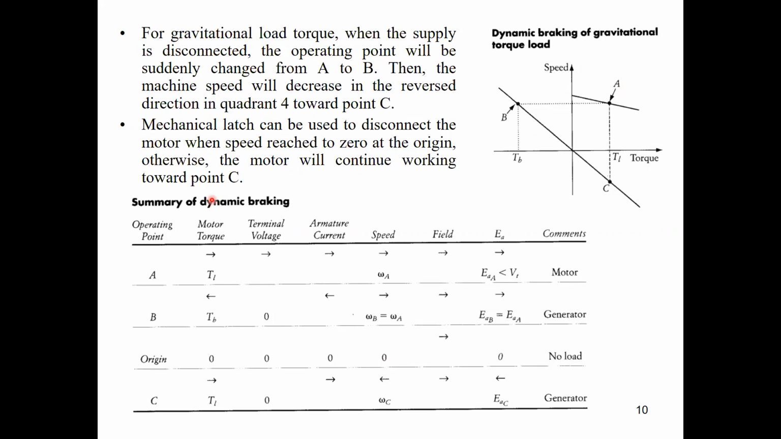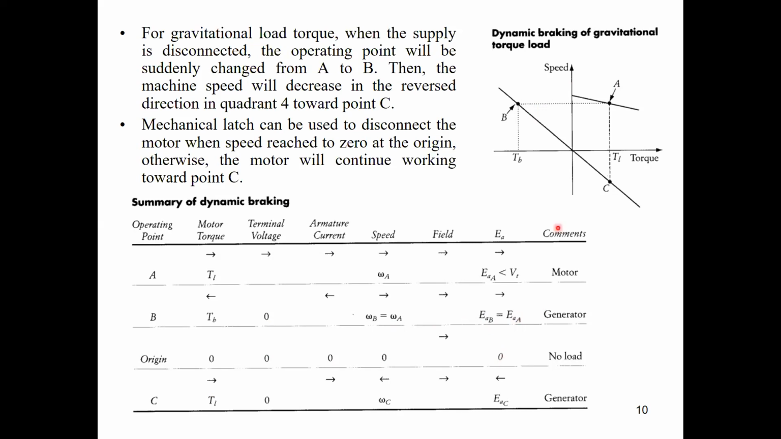We can summarize the operation of dynamic braking in this table. At point A, which represents the motor operation, we have positive torque, positive voltage, positive current, positive speed, field, and EMF. EMF in quadrant 1 is lower than the terminal voltage. At point B, as you can see, torque is reversed because it is now on the negative side. At quadrant 2, terminal voltage is 0 because we disconnected the supply voltage. We have no more supply voltage. Omega braking equals omega A, in the same direction. The field is the same because we are speaking about a separately excited motor, and the EMF at point B will be the same as at point A because we are working at the same speed.